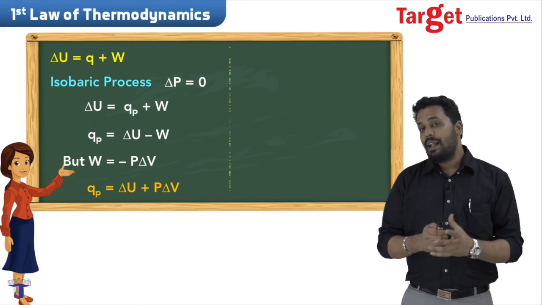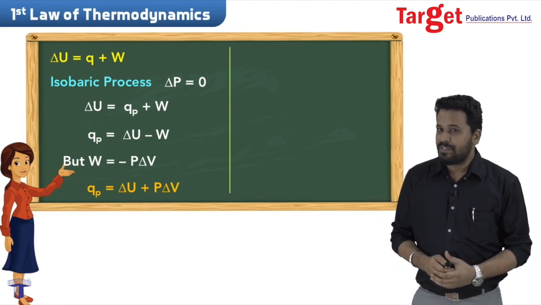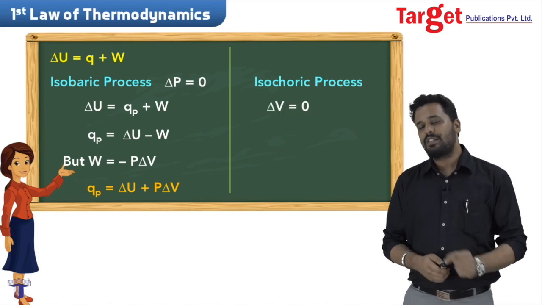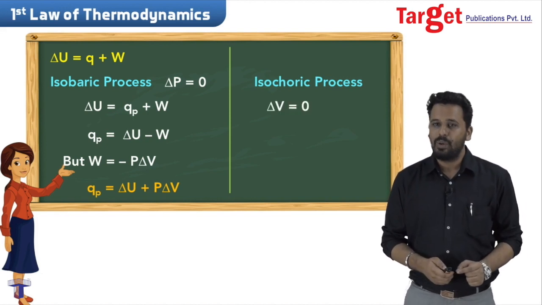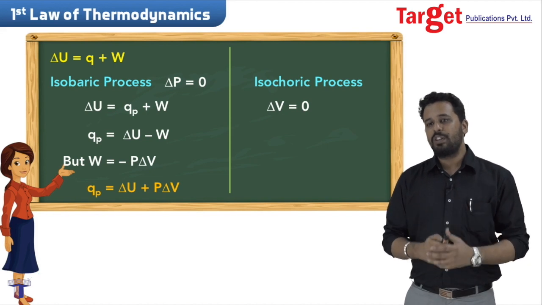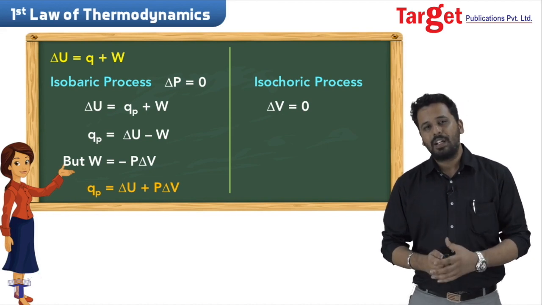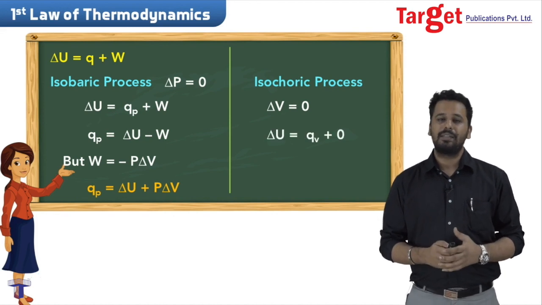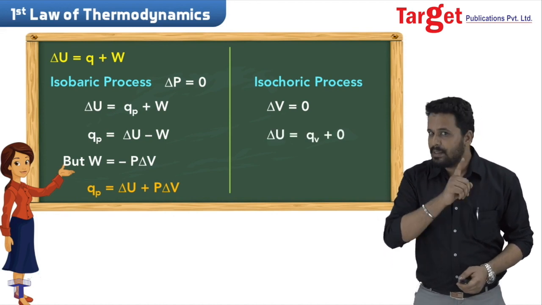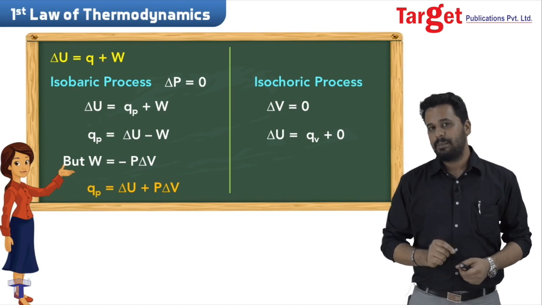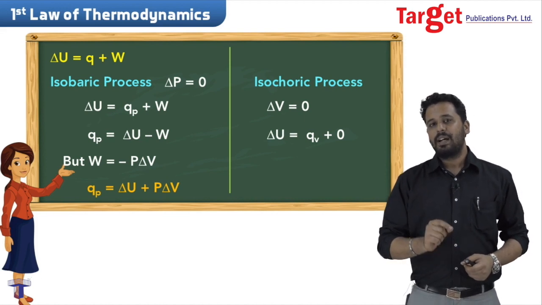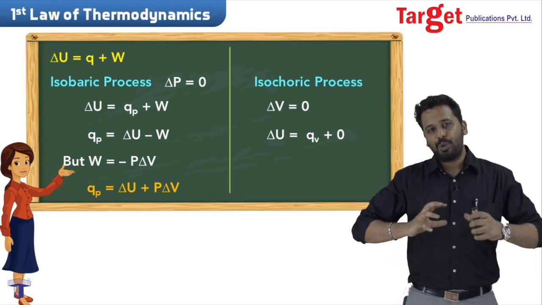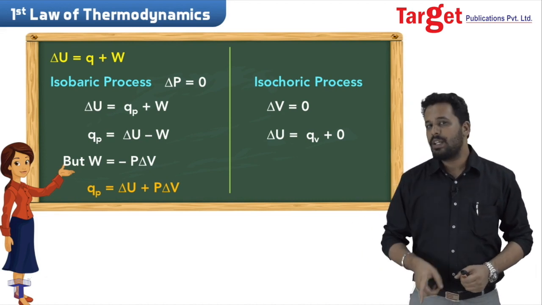Okay, and last but a very important process, that is isochoric process, जहां पर volume remains constant, delta V is 0. अगर volume constant रहेगा तो मैं ये कह सकता हूं कि delta U is QV plus 0, because हम ये बात जानते हैं कि work done in isochoric process is 0. अगर वॉल्यूम कांस्टेंट रहेगी तो कोई वर्क नहीं होगा.